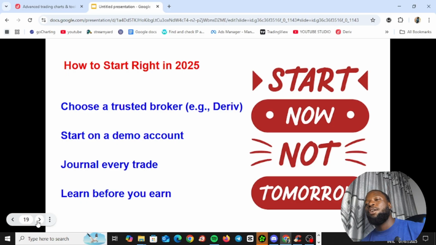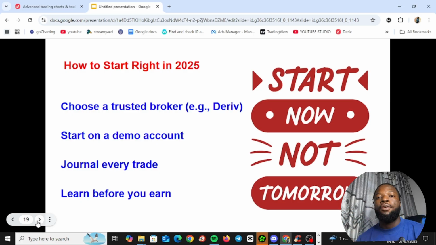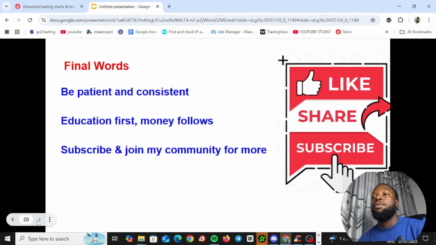And also journal every trade. Take record of every trade. And remember, if you don't learn, you cannot earn. So always try to learn first, and then the money will follow, so that you don't lose money anyhow to the market. And my final words for you is be patient and be consistent. Whatever you are learning, be consistent. Consistent in implementing, consistent in execution, consistent in everything you are doing about Forex. The truth is it is going to actually change your life, and the time you put into it is going to be worth it. Education first, before money follows.